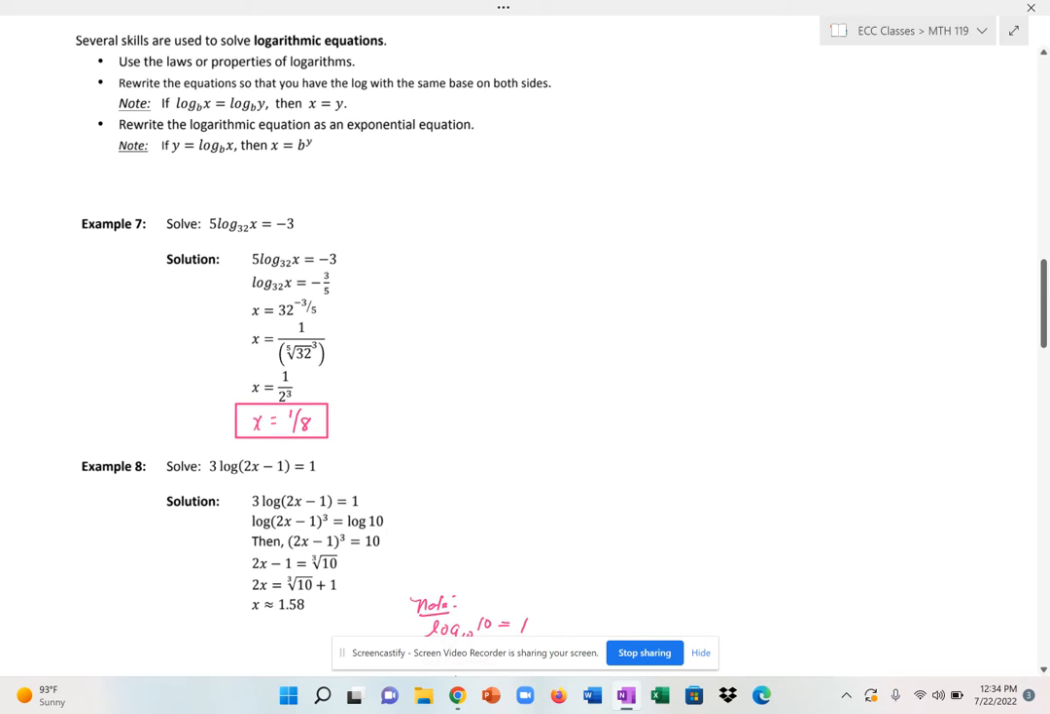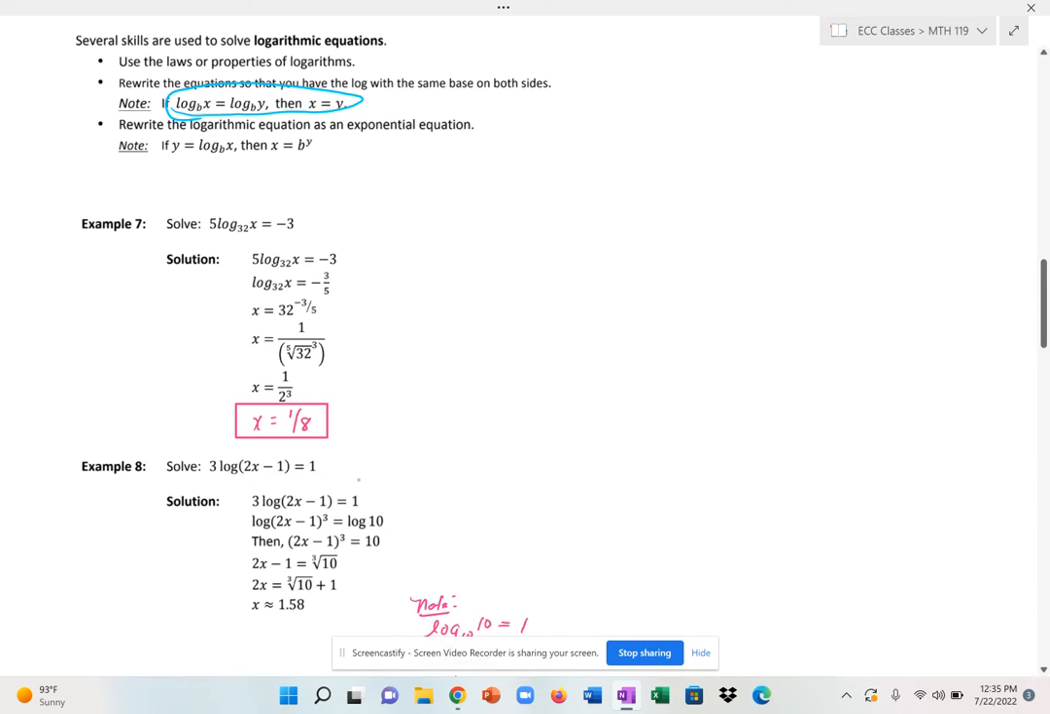Okay, then for number 8, I'm going to apply this technique. And the way I'm going to do that is first I'm going to use my power law and write this as an exponent. So I get log of 2x minus 1 to the third power. This is a common log. Remember, when you don't see a base, it's a base 10, which is a common log.